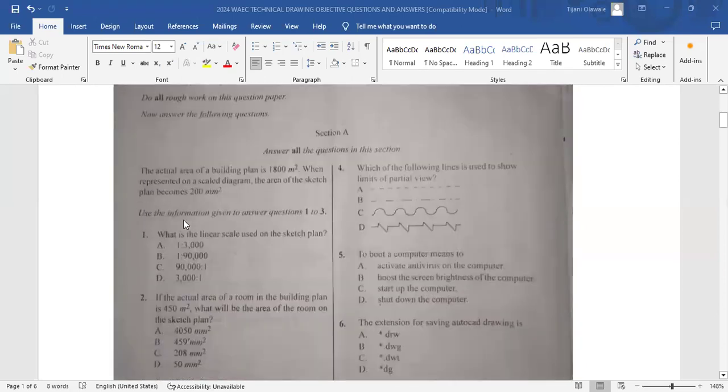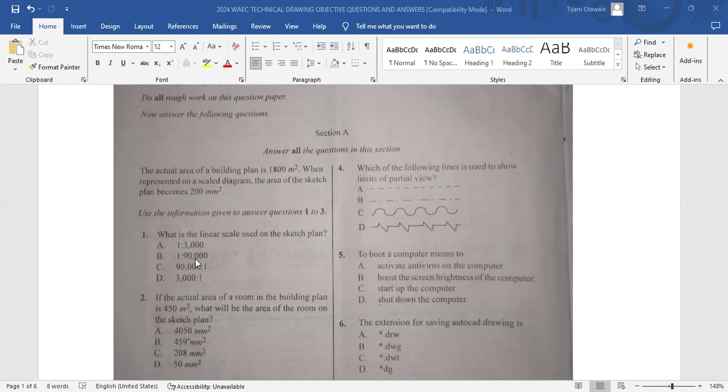Now, for question 1 to 3, we are told that we should use the information given to answer questions 1 to 3. So they are talking about this information here. It says, the actual area of a building plan is 1,800 meters squared. When represented on a scaled diagram, the area of the sketch plan becomes 200 millimeters squared. Then question 1 says, what is the linear scale used on the sketch plan?